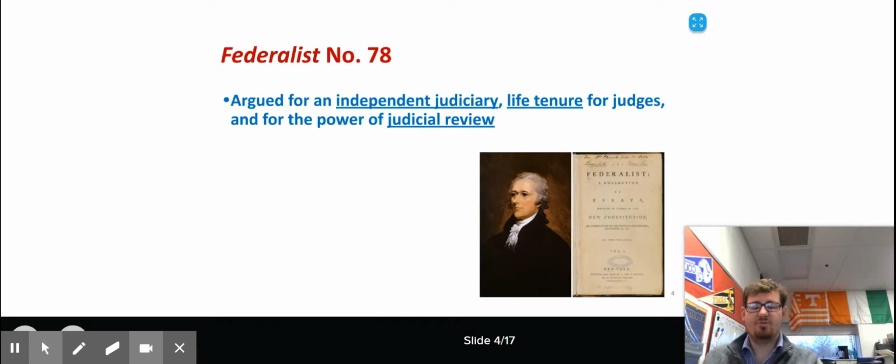There we go. So if y'all remember from last semester, I had you read Federalist 78, all right? It argues for an independent judiciary and life tenure of the judges. It also lays out the idea of judicial review, which is the Supreme Court's power to deem unconstitutional any law passed by Congress and signed by the president. Not in the Constitution, but laid out in Federalist 78 by Alexander Hamilton. So the better part of our understanding of the court comes from this Federalist paper.